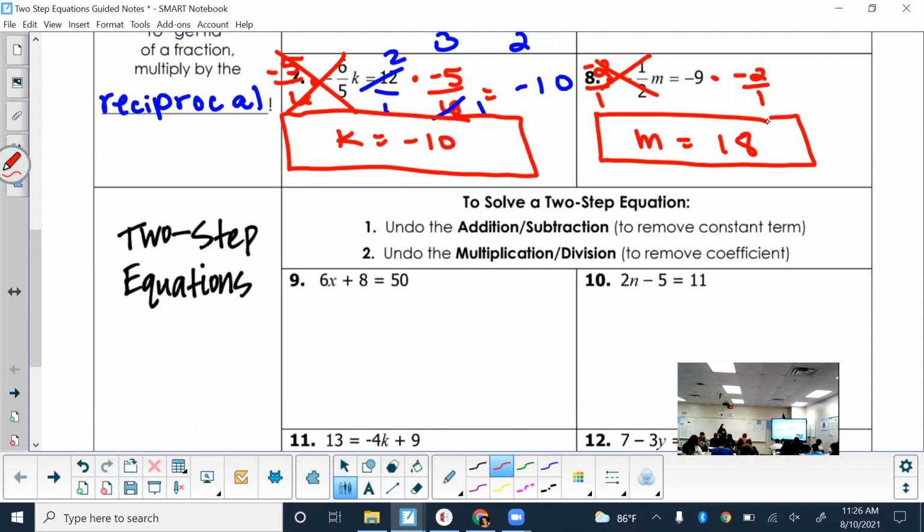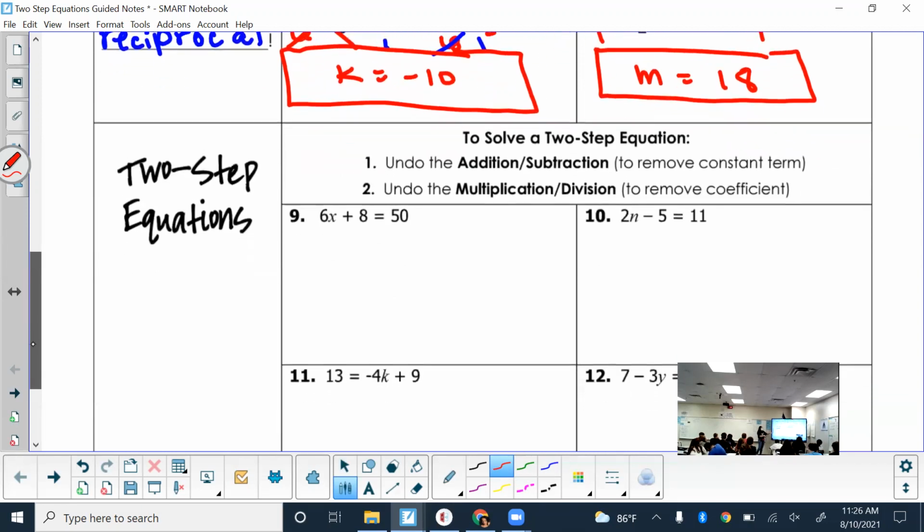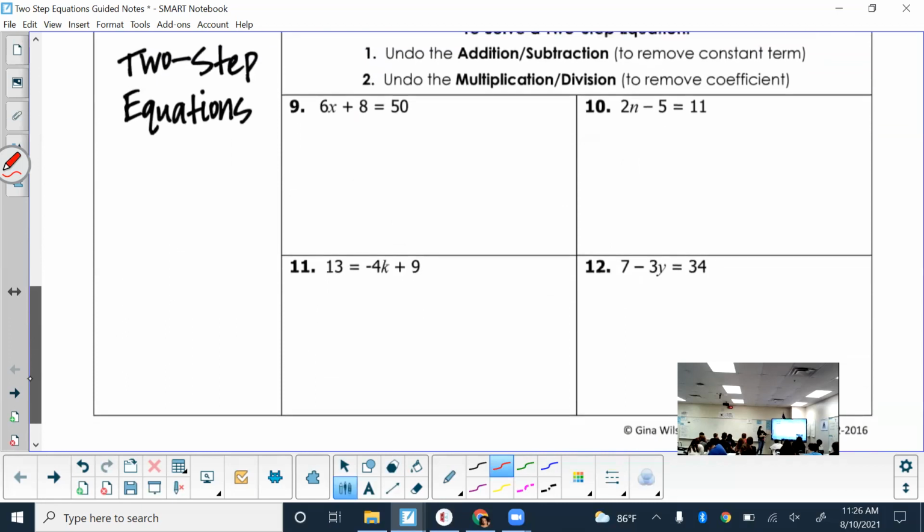Those are a little easier because you only have one thing that needs to be undone, and there's no special order you need to go in because there's only one thing. For two-step equations, there's multiple things that need to be undone in order to isolate the variable. So you have to pay attention to which one needs to be done first, because order does matter. If you try to do it out of order, you will get a different answer.